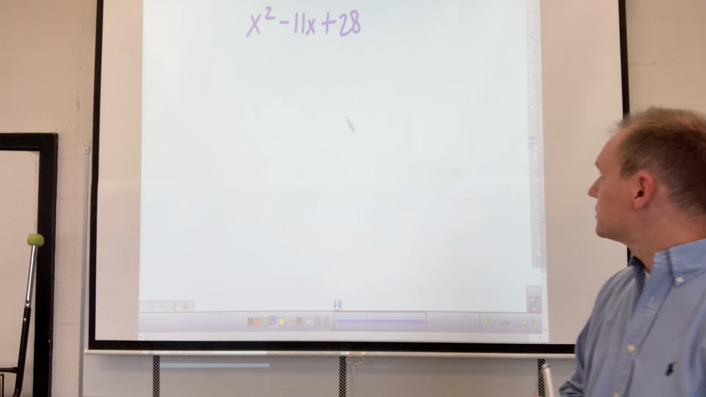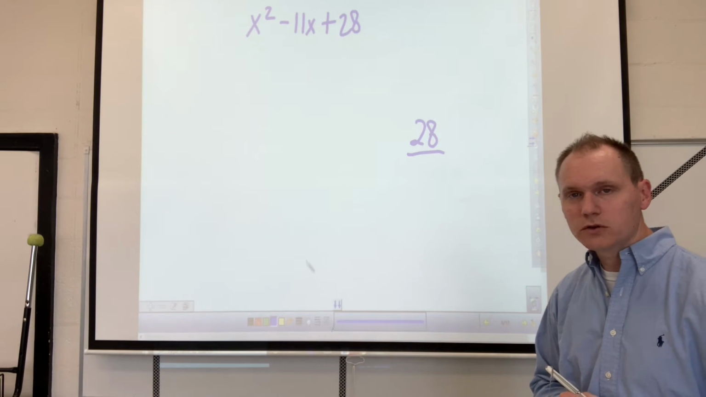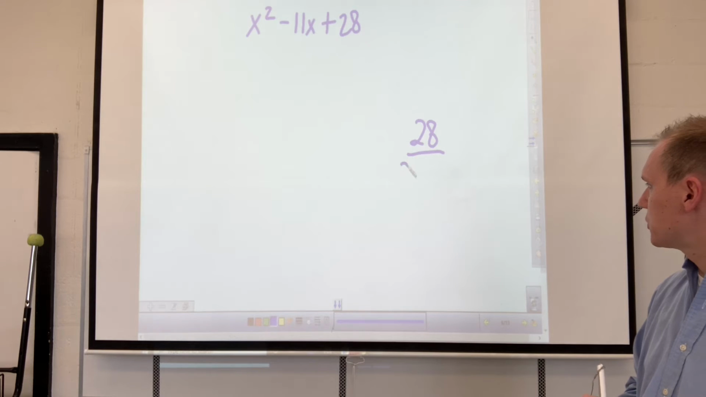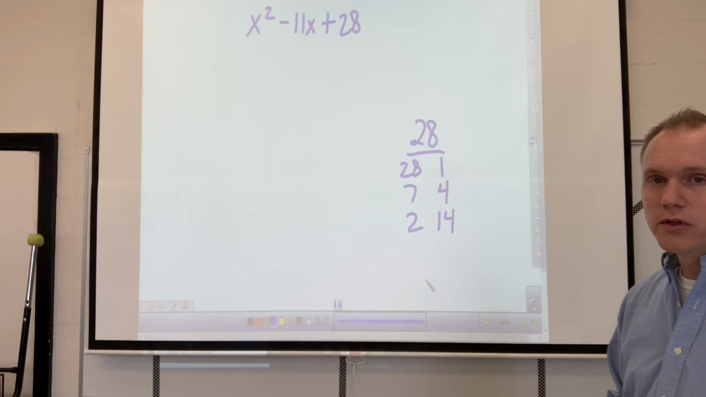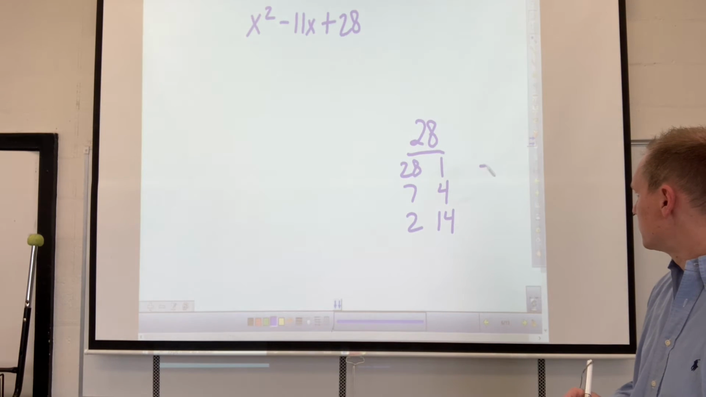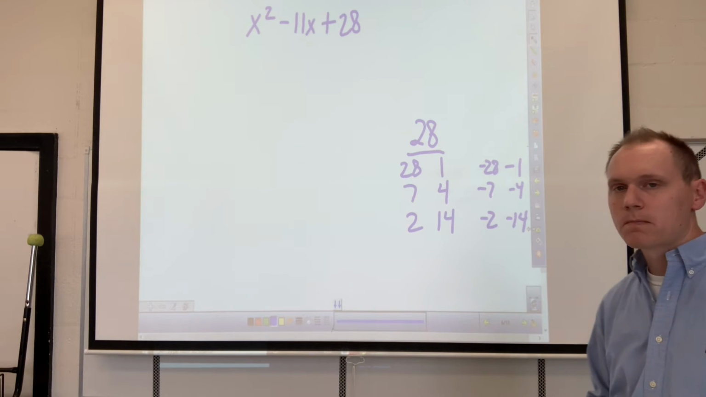All right, so in this case, we're thinking about the factors of 28. So think of all the pairs that multiply to 28. So we have 28 and 1, we have 7 and 4, and 2 and 14. So those are really the only options there, or the negative of both of those. So negative 28 and negative 1, negative 7 and negative 4, negative 2 and negative 14.